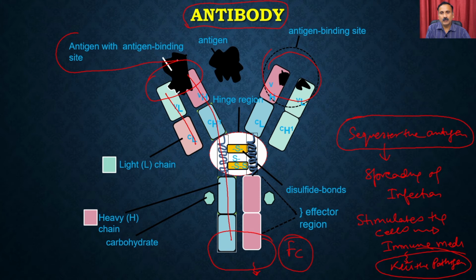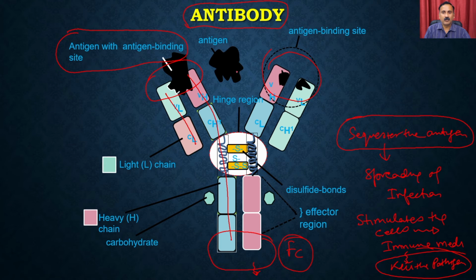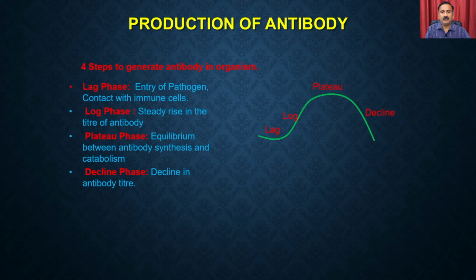There are many steps involved in antibody production within the host, and these events are finely controlled, and that's how they provide the protection. So the question is, what are these events? In the production of antibodies, you can have four steps to generate the antibody in the organism. You can have the lag phase, and during this lag phase, you are going to have the entry of the pathogens, and then it is going to contact the immune cells such as the antigen presenting cells.